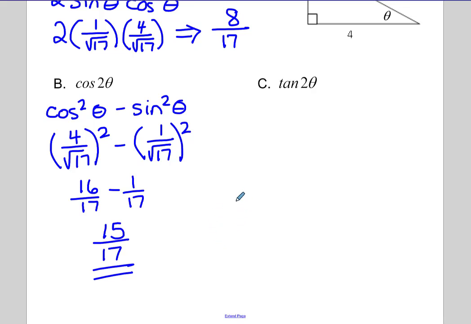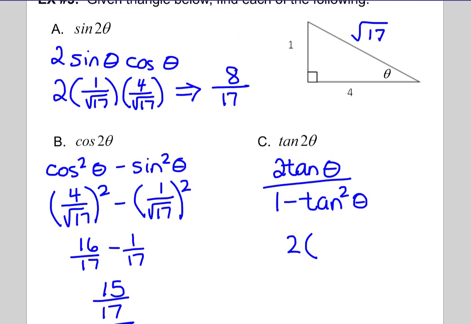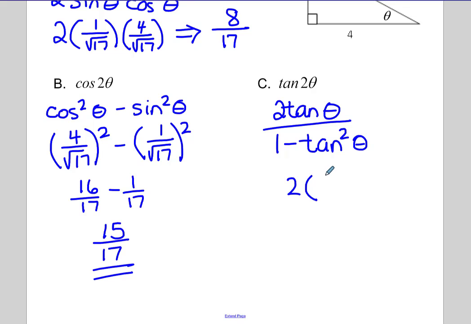And then picking a formula for the tangent, that would have been 2 tangent theta divided by 1 minus tangent squared theta. I'm taking that off of our first page from our notes for the formulas that were given. So 2 and tangent is opposite to adjacent, so that would be 1/4. 2 times 1/4 in the numerator. And then 1 minus the tangent squared. So our numerator has 1/2.